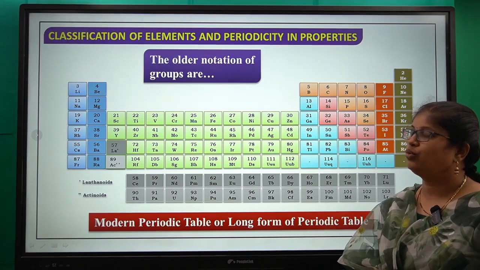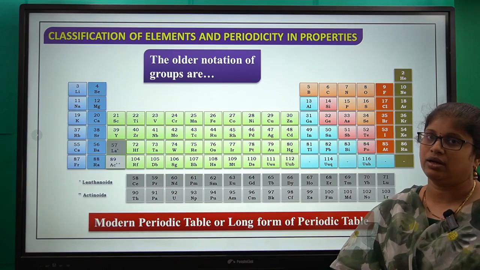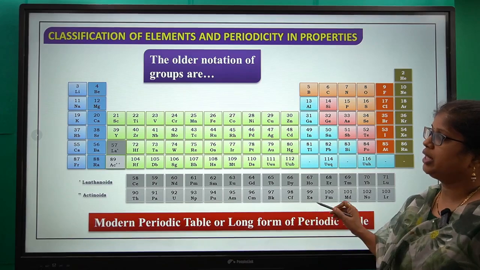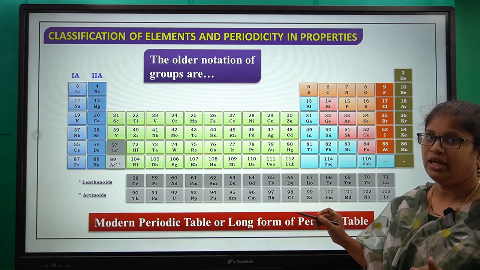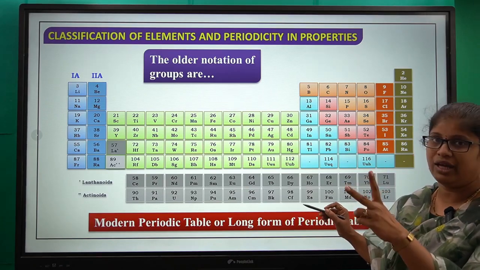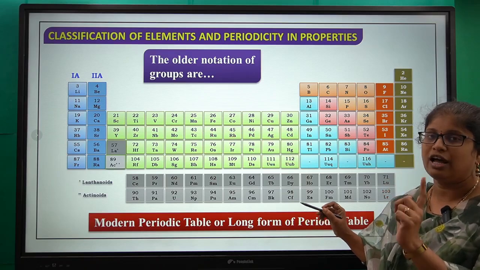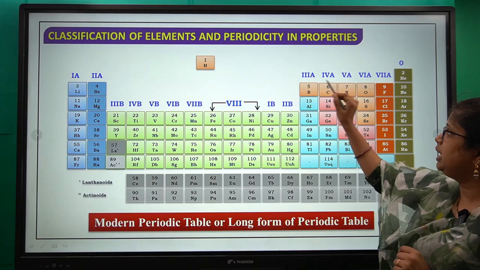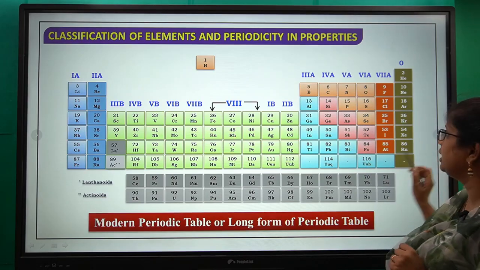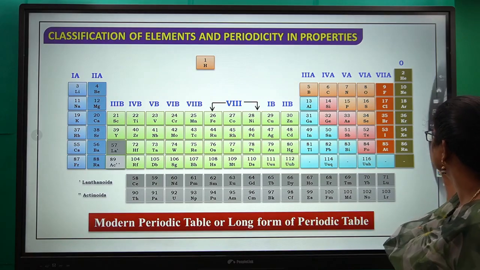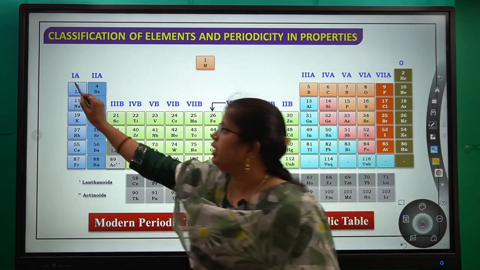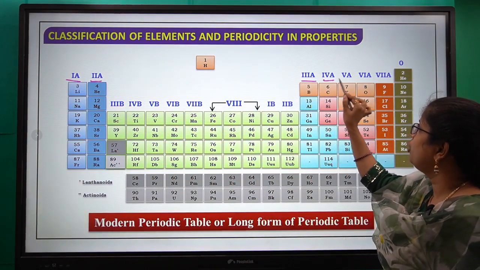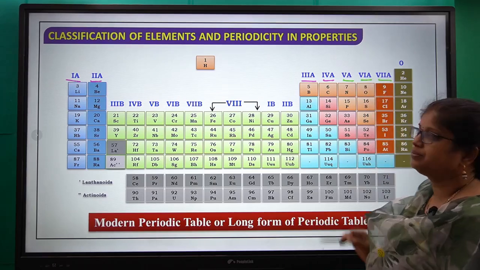So now the older notation, how these groups were represented in older days. The older notation of groups are 1A, 2A. The first two groups are 1A, 2A: Roman numeral 1, alphabet A. 1A, 2A. And here 3A, 4A, 5A, 6A, 7A.